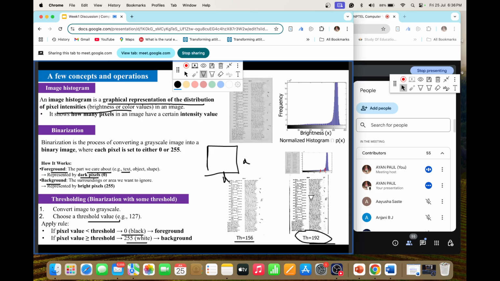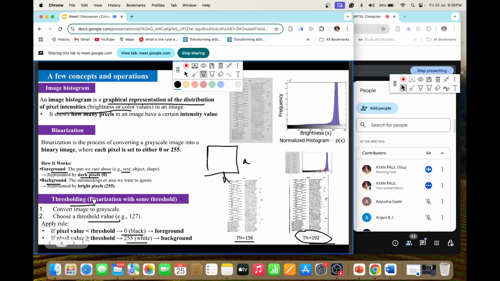Now in 192, you can see the foreground is more dark, but the noise is also coming. So this is the trade-off. If we increase our threshold, our foreground will be more dark, but because of that we will get more noise. And if we lessen the threshold, the foreground will be less dark, but there will be less noise. So this is the concept of binarization and thresholding.